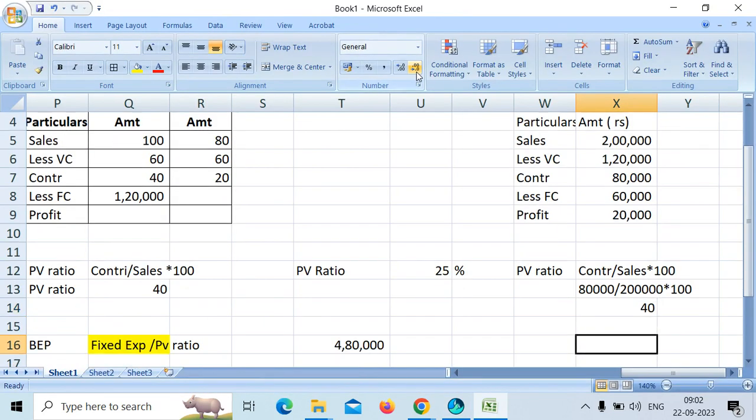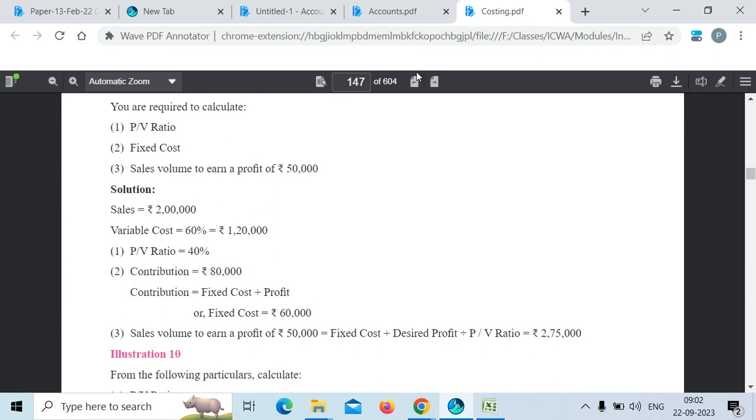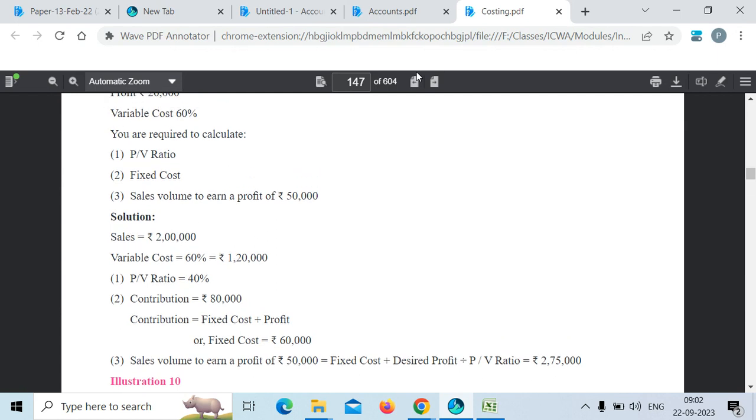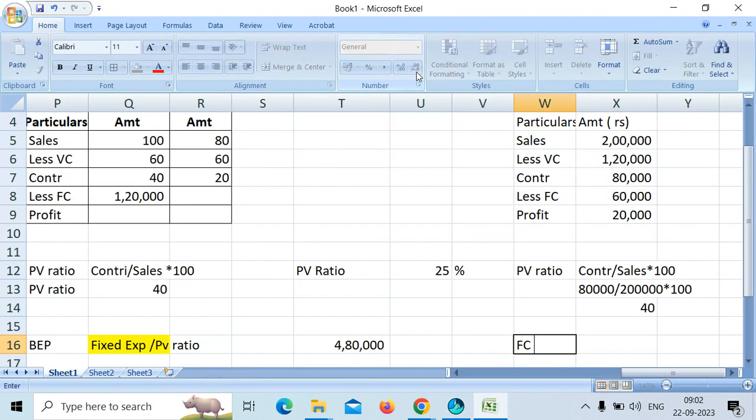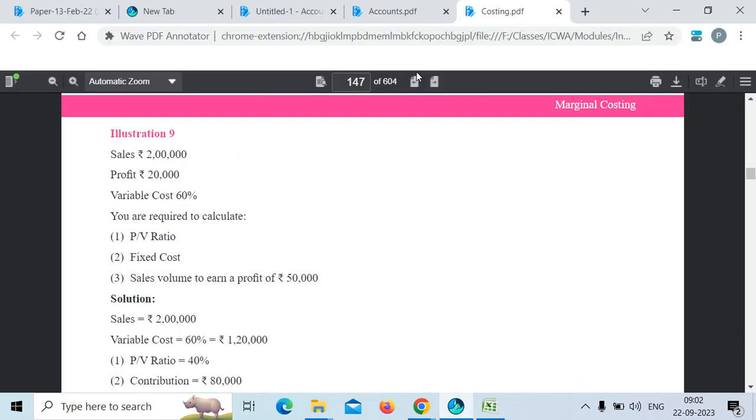Okay, then comes fixed cost. Fixed cost you have answered, that is 60,000. 60,000 fixed cost, 40% is your PV ratio. So I'll answer fixed cost. Fixed cost is 60,000. Then what is next?